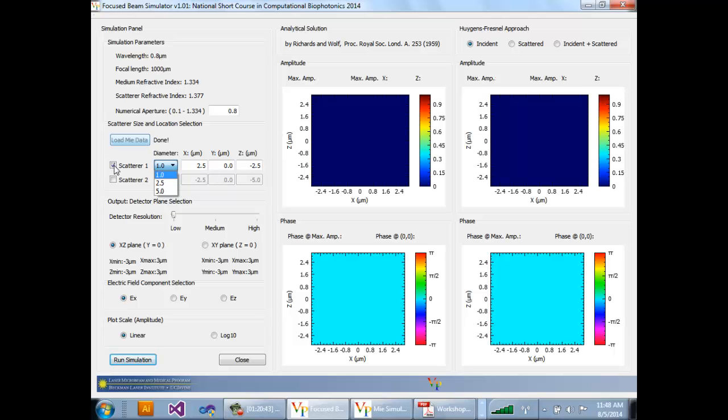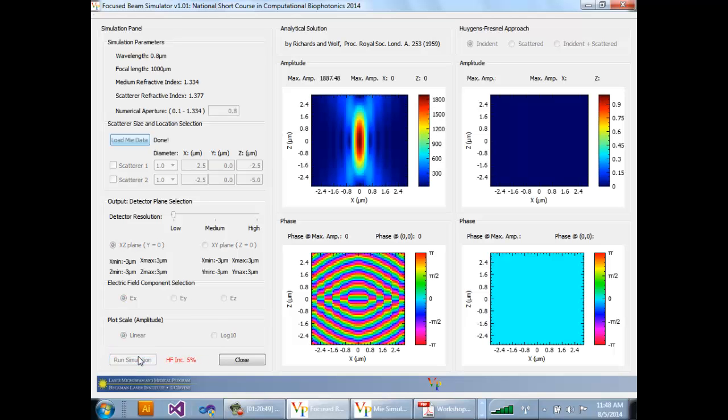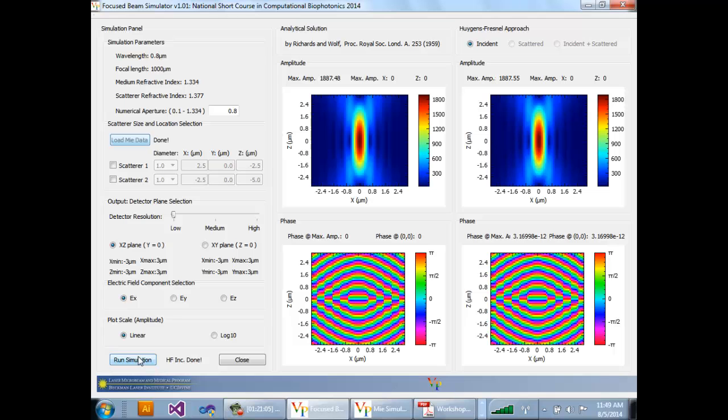Let's remove this one. I will leave that one for you. And then you can do a simulation. So the first column, let's consider this one as the first column. The second column is the analytical solution. The third column is the Huygens-Fresnel approach. In the Huygens-Fresnel approach, we calculate the incident, scattered, and incident plus scattered. So this one is just for reference, and it's the analytical solution.